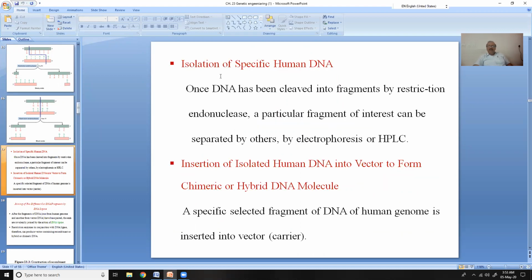Come to the isolation of specific human DNA. Once DNA has been cleaved into fragments by restriction endonuclease, a particular fragment of interest can be separated from others by electrophoresis or HPLC, high performance liquid chromatography.